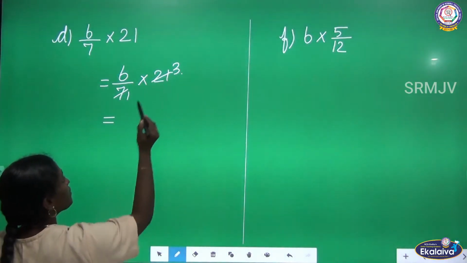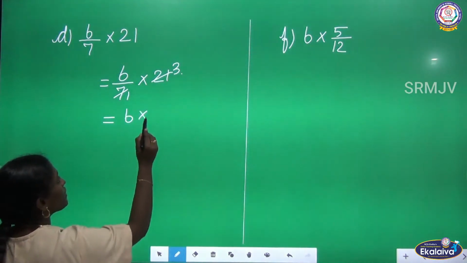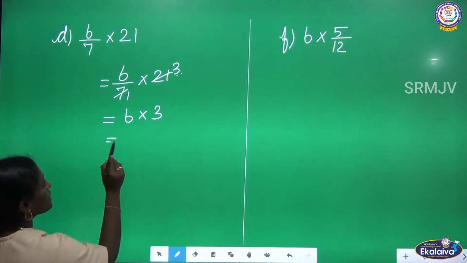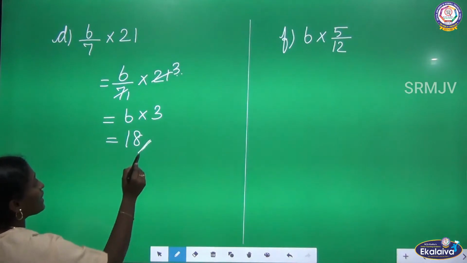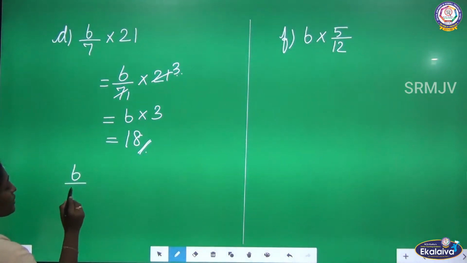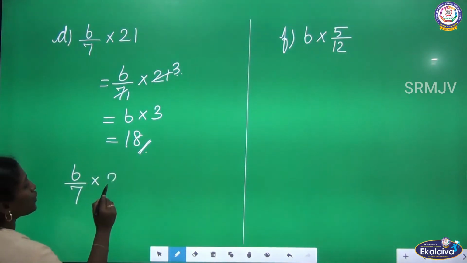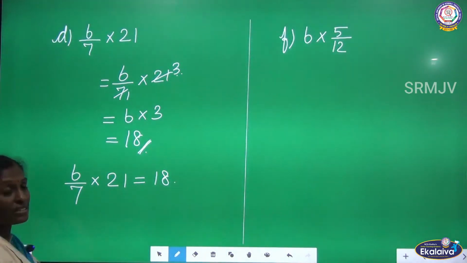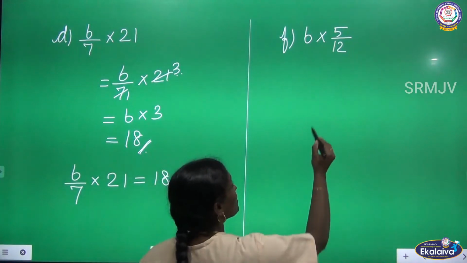So we have to multiply the numbers which are in the numerator. So in the numerator we are having 6 into 3. So 6 threes are 18. 18 is the answer. So 6 by 7 into 21 is equal to 18. Is it clear? Then see the next number.